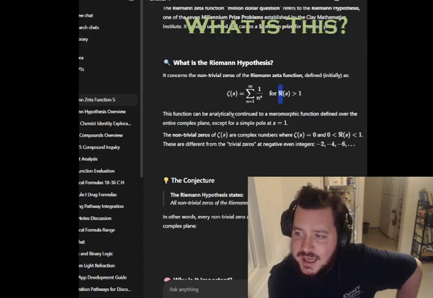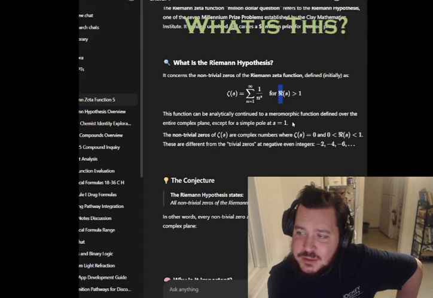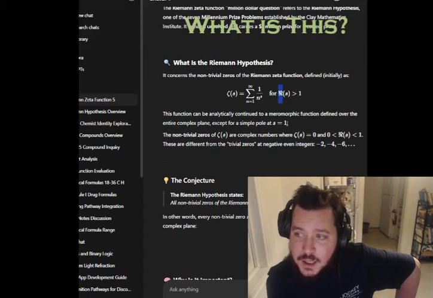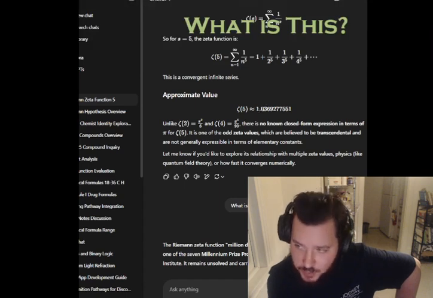This function can be analytically continued to a meromorphic function defined over the entire complex plane except for the simple pole at s equals 1. So what that is saying is, before you can start doing the fractions, you have to have 1 as the value. So it's always 1 plus whatever number. So when we get up here with 5, that 1 is because 1 has already been surpassed. But the true value without that is 0.0369277551.